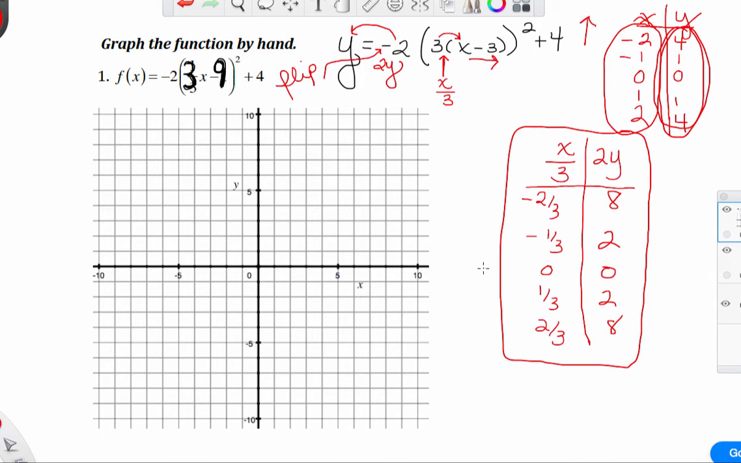Okay, so let's go ahead and start with our right 3, up 4. I'm going to be moving my origin, which normally starts at 0, 0, right 3 and then up 1, 2, 3, 4.